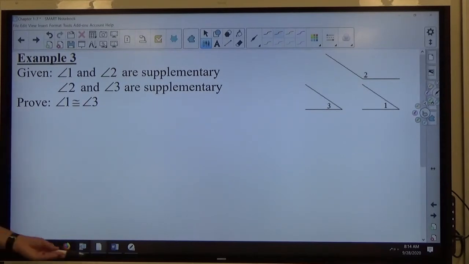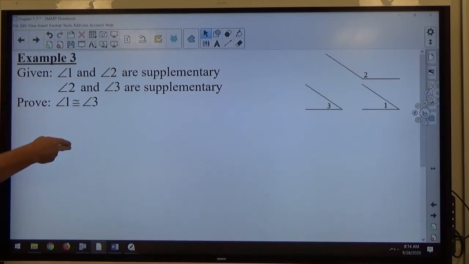So the thought process here is this. I'm going to start by stating my given information. I always start with my given information. The given information leads me to angle 1 and angle 2 add up to 180, 2 and 3 add up to 180, definition of supplementary angles. Then, once they're equal to the same thing, I set them equal to each other. At that point I got an equation, and at that point I can start messing around and getting to this point. So I've got my plan in place, now it's just a matter of putting it down on the paper.